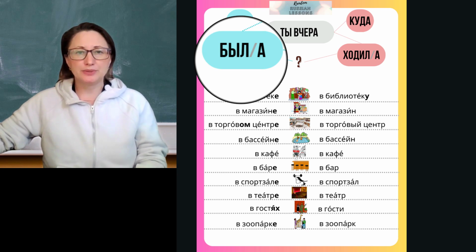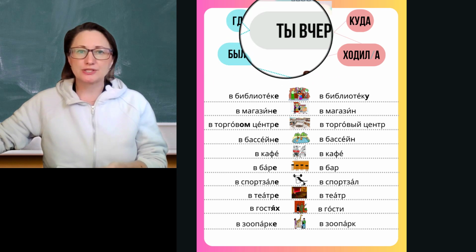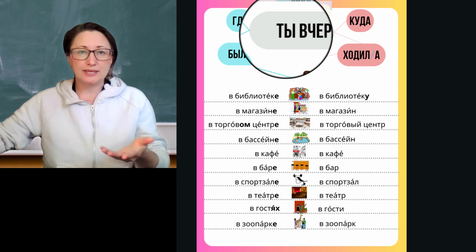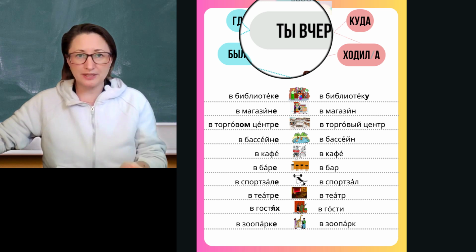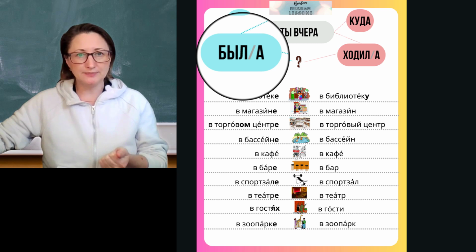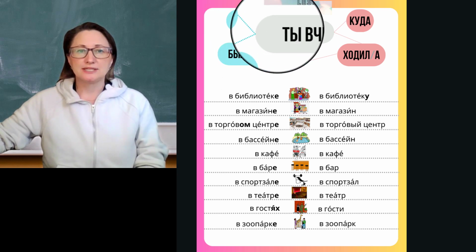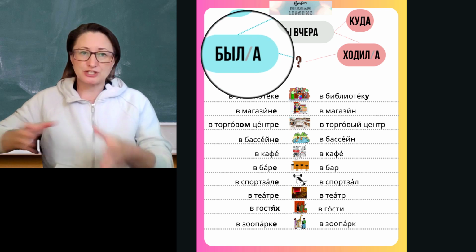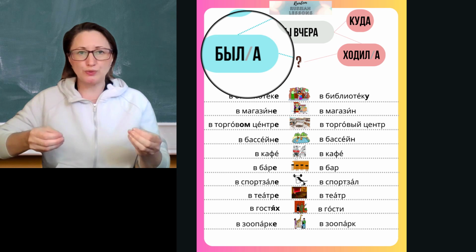And this был, была has two forms because ты, when you say you to someone, that you can be a male or a female. So in Russian, we have gender-dependent endings. So if whoever you're talking to is male, that would be был. And if it's a female, it's была. So где ты вчера был? Где ты вчера была? This question is asking where were you yesterday?